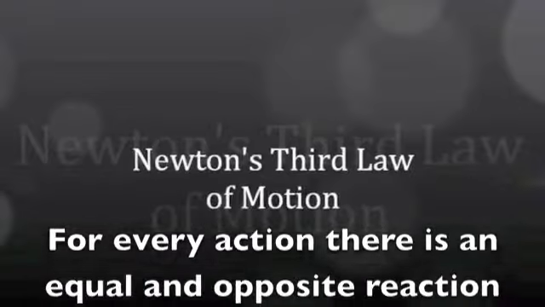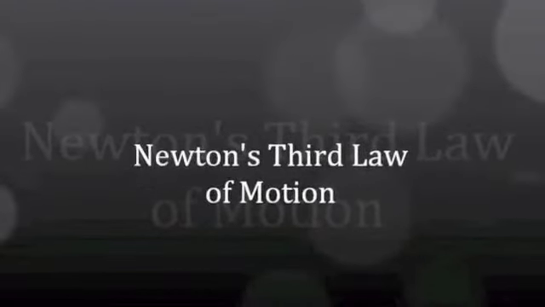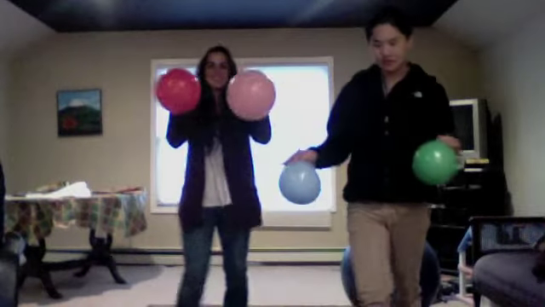Okay. The last one is really the simplest of the three. For every action, there is an equal and opposite reaction. One, two, three. I don't get it. Okay, well, Caesar will explain the balloon example first. So basically what happens with the example of the balloon is that the air inside of it pushes out of the neck of the balloon, making the balloon go in an opposite direction. Yes, that's exactly right. Good job.